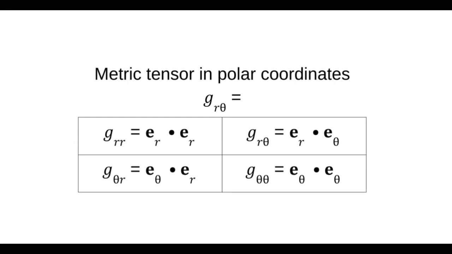Hello and welcome. This is video number 3, the metric tensor in polar coordinates. The metric tensor is defined as the dot product of the basis vectors. We're working in two dimensions, so we're going to have 4 entries, all the permutations of r and theta: r r, r theta, theta r, and theta theta.